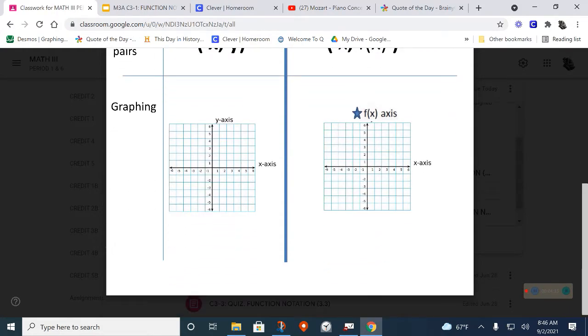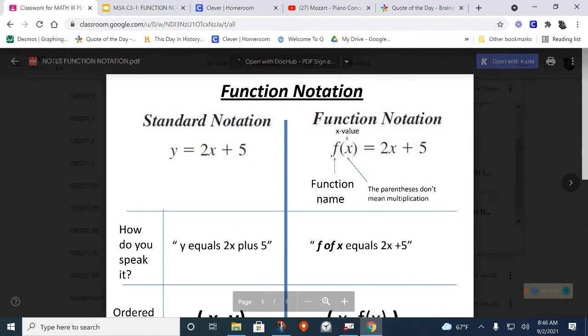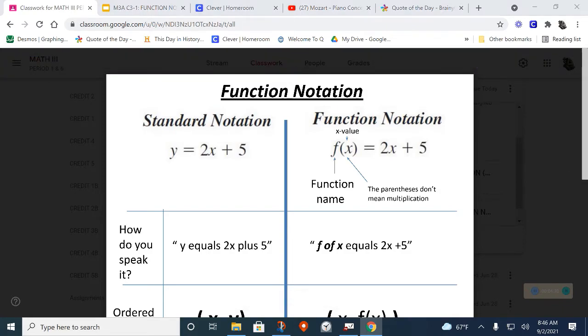How about when you graph? You have the y-axis, but now we're in higher level math, math 3, you have the f of x axis, because f of x and y really mean the same thing. So this is just a little handout for you on C31. I'm going to come and refer to that. But let's go back over here.